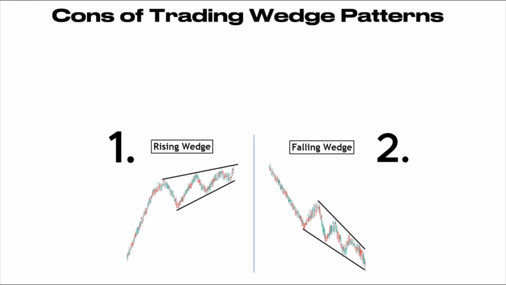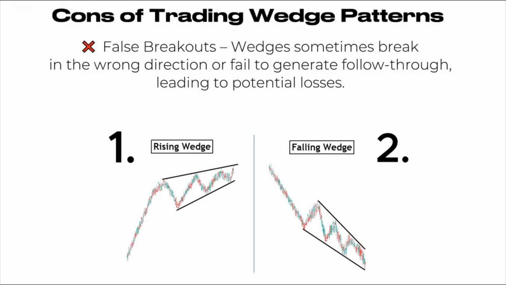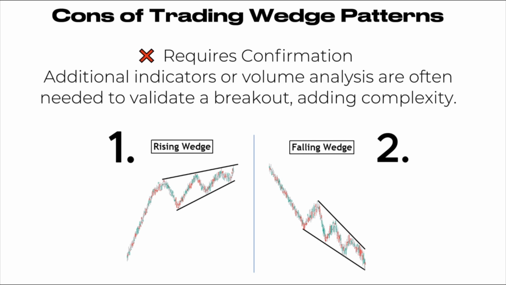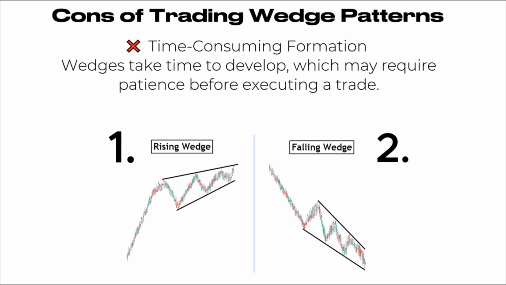Cons of trading wedge patterns. False breakouts: wedges sometimes break in the wrong direction or fail to generate follow-through, leading to potential losses. Subjectivity in identification: traders may interpret wedge patterns differently, leading to inconsistent trading decisions. Requires confirmation: additional indicators or volume analysis are often needed to validate a breakout, adding complexity. Time-consuming formation: wedges take time to develop, which may require patience before executing a trade.